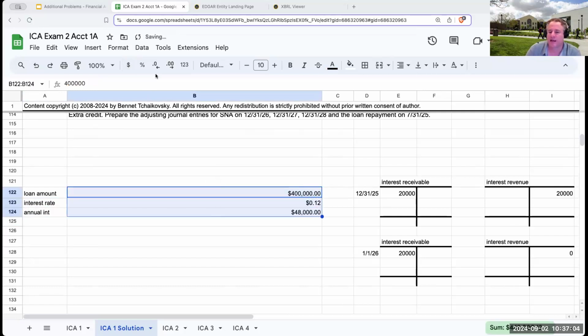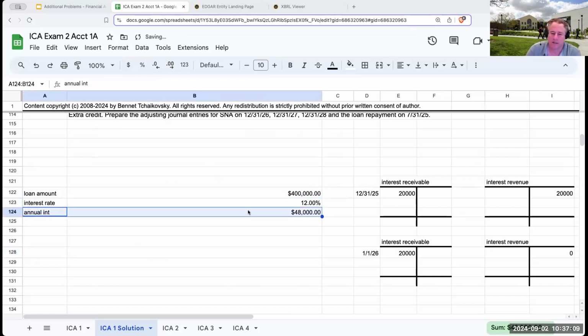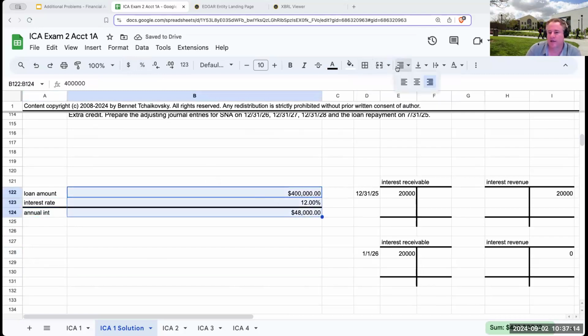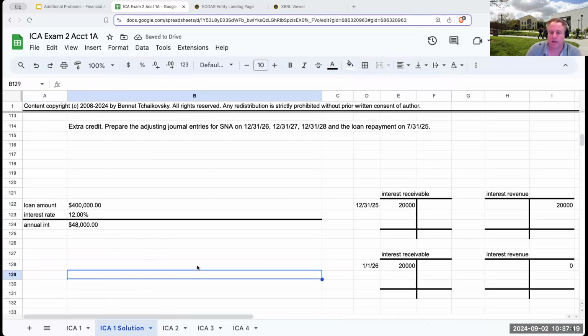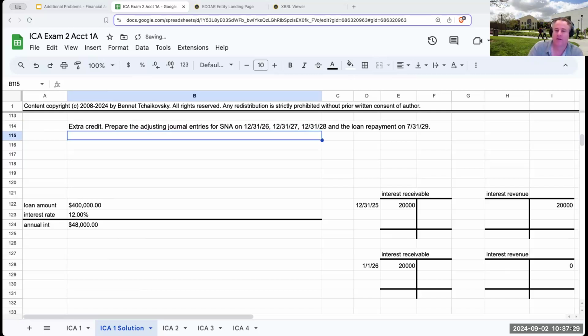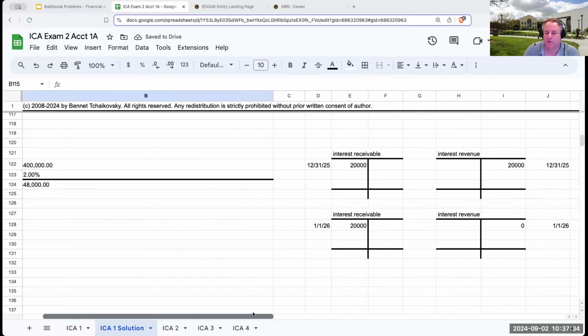So what we're going to see for the next period of time is that this journal entry is going to be repeating itself. We're being asked to do 12/31/26, 27, 28, and then ask for the loan repayment on 7/31/29. So in 2026, this is going to be 48,000.